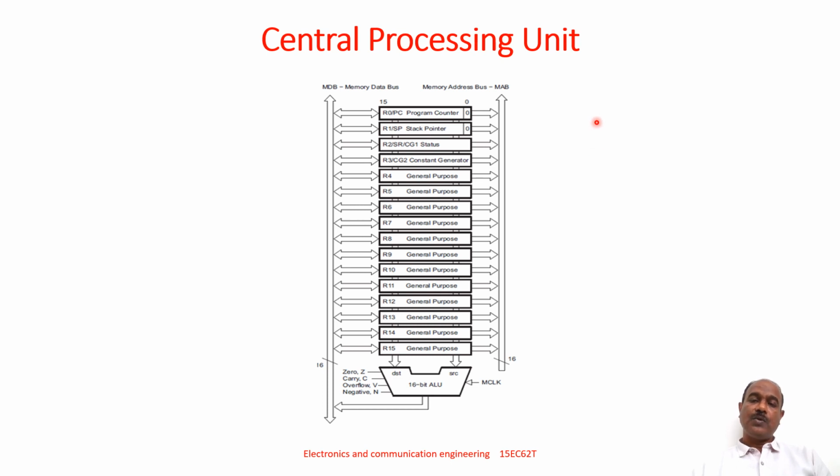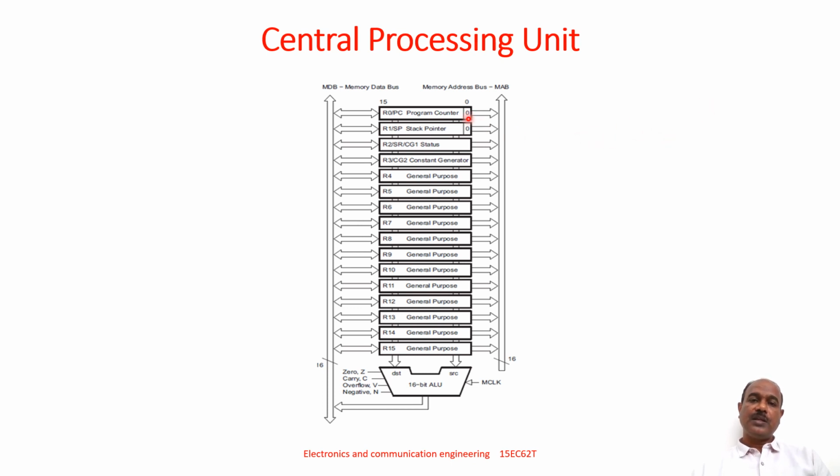Then when any one particular instruction is getting executed, the microcontroller should fetch the next instruction that has to be executed after the current instruction. So the address of the next instruction that has to be executed next will be placed in this program counter. So this program counter always holds the address of the next instruction that has to be executed by the microcontroller.